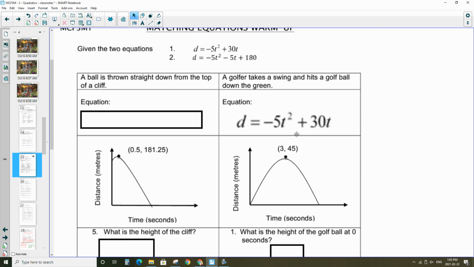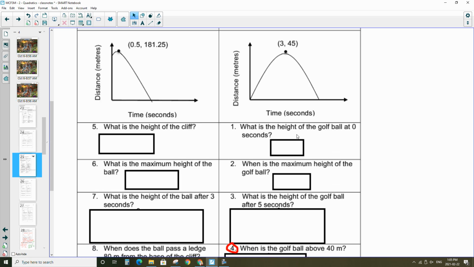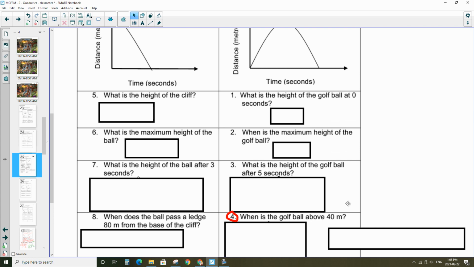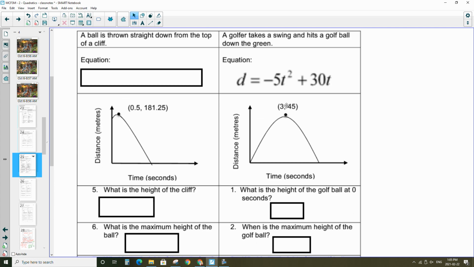Okay, so now that we have the equation, we want to know when is the golf ball above 40 meters. So after 3 seconds, it's at 45 meters. Right? At 40 meters, that's going to occur at 2 different times, over here somewhere and also over here on the graph. So 2 different times because the ball's going to go up to 40 meters, continue on to 45, and then come back down to 40 meters and continue on. So it happens at 2 different times.